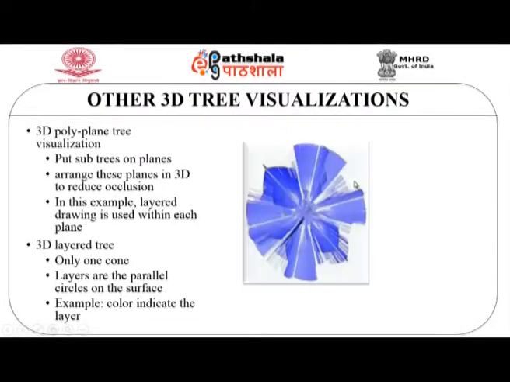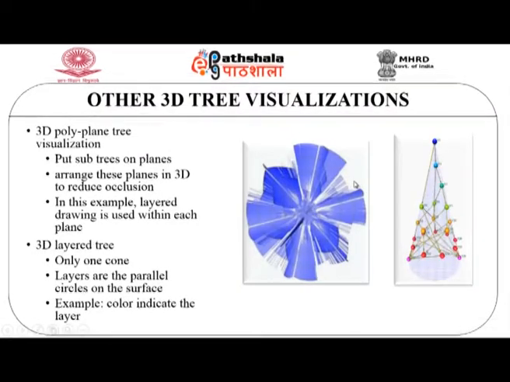There are other 3D tree visualization techniques. One is a 3D polyplane tree visualization, where subtrees are placed on planes, and you try to arrange these planes in 3D to reduce some kind of occlusion. So in this particular example, we can see a layered drawing is used within each plane. So here each plane represents a subtree.